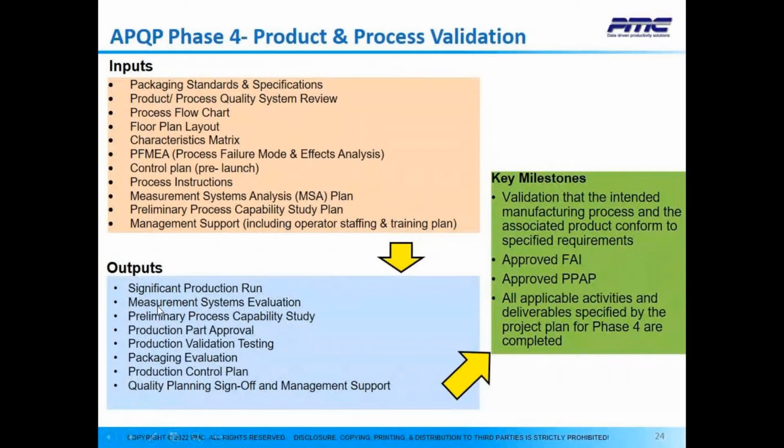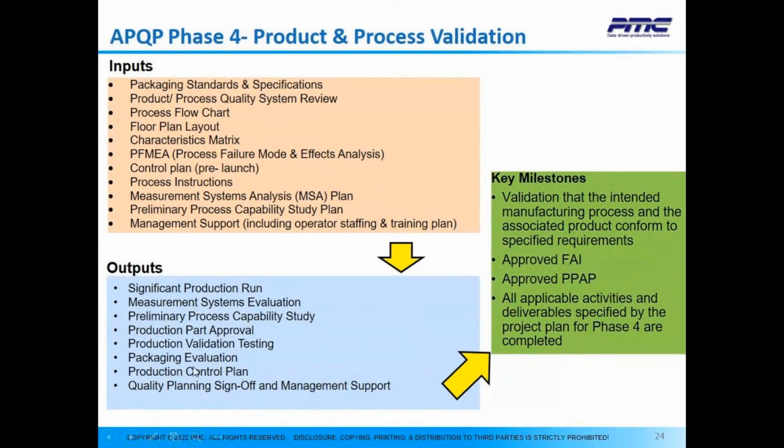The measurement systems evaluation. In phase 3, we planned for the MSA. Here, we're executing that plan and evaluating to make sure these measurement systems are acceptable. Preliminary process capability study. Again, we planned for it in phase 3. Here, we're executing that plan to conduct the study and make sure that our processes are capable. Production part approval. Production validation testing, packaging evaluation, production control plan.